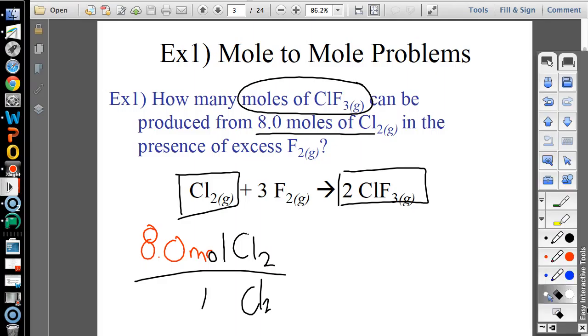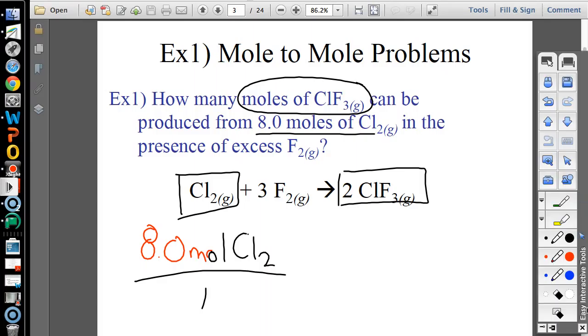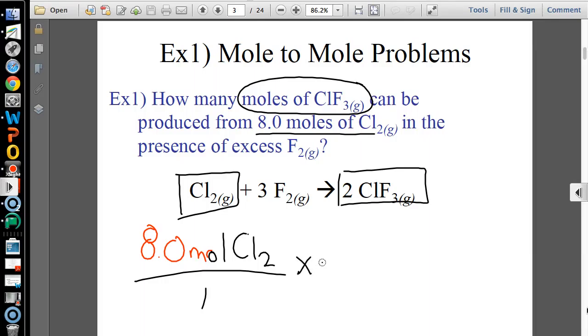But write down what you're talking about. It will keep you from messing up. The people that are not successful with stoichiometry skip steps. So anyway, now I know I have 2 to choose from for my mole ratio for my conversion. And I know that chlorine goes on the bottom because I wrote down chlorine.